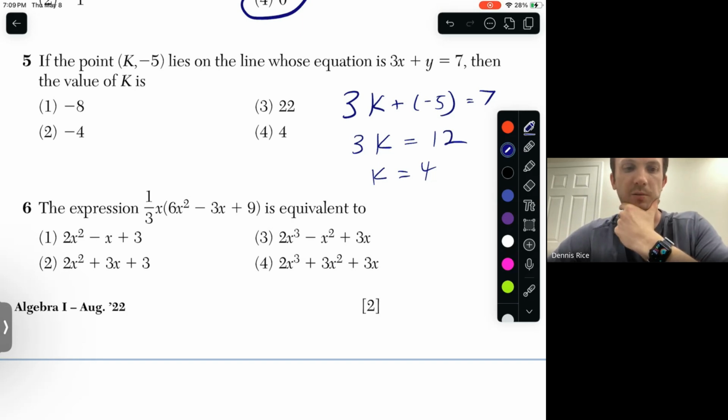And for number 6, a polynomial question, you're distributing a 1/3 and also an x.